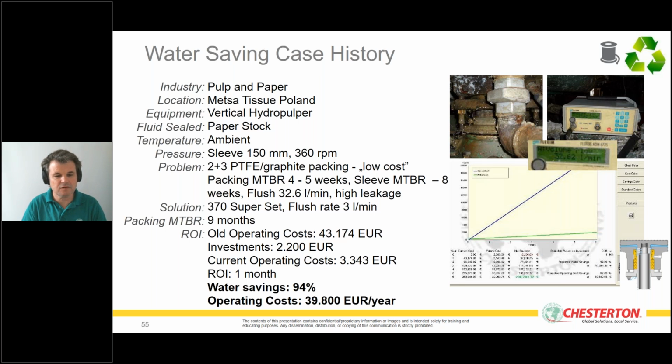The solution from Chesterton was a 370, which is a carbon fiber packing in combination with a spiral track, and that's what we call a superset. And we went to a flush rate of 3 liters per minute instead of the 32 liters per minute. So we were able to save 94% of water, which basically led to annual savings of almost 40,000 euros per year. So next slide.